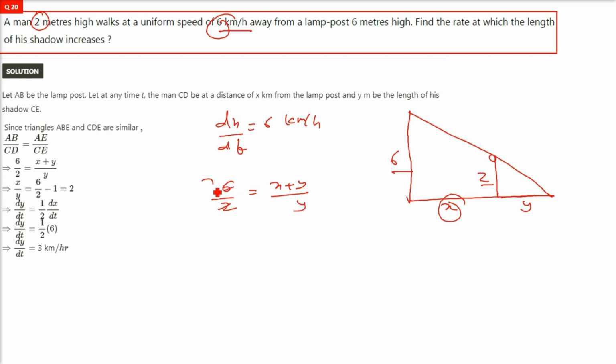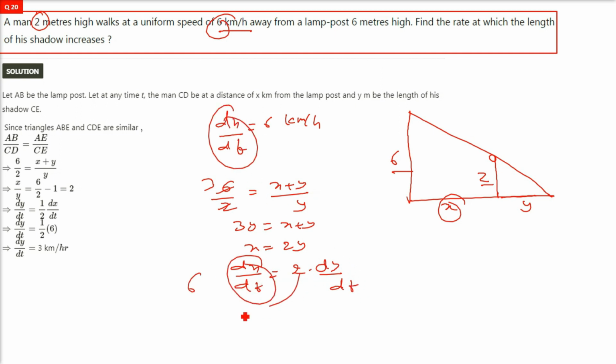So 2 into 3 is 6, 3y is equal to x plus y, and x is going to be 2y. Now differentiate: dx by dt is equal to twice of dy by dt. As I told you, dx by dt is already with us. It is here 6. This goes down. 2 3s are 6. dy by dt is 3 km an hour. This is your answer. So I just quickly followed it because we have already done questions like this.